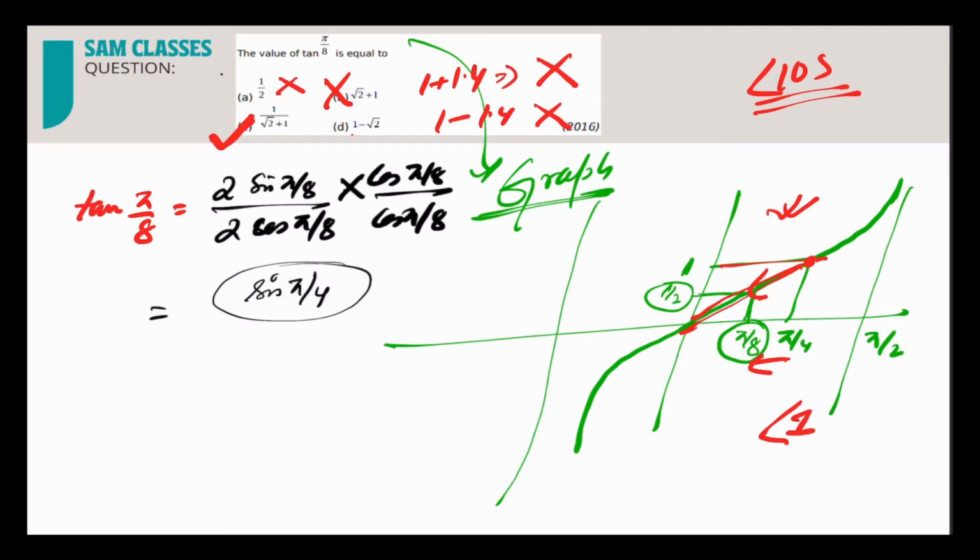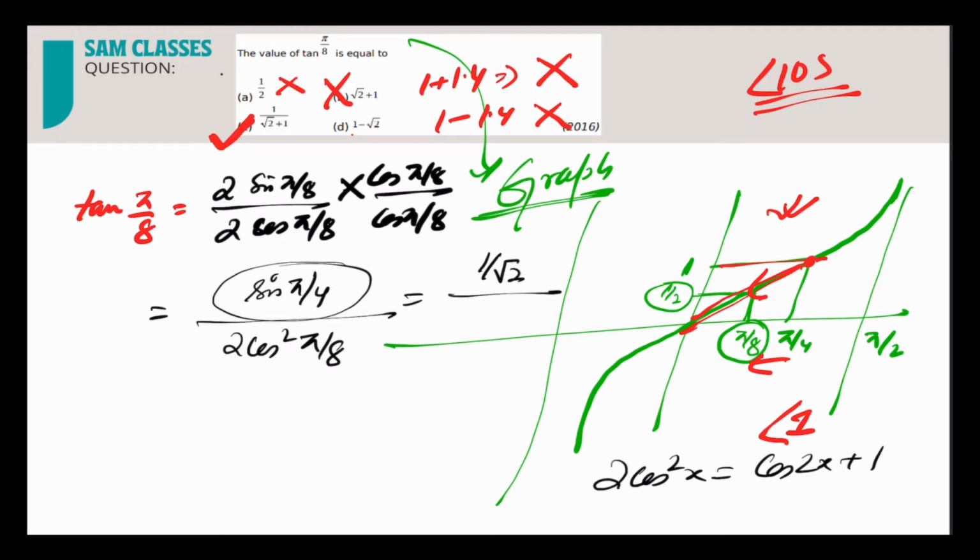Now, what do you get? Sin pi by 4. And here down, what do you get? 2 cos square pi by 8. Now if you remember the formula, 2 cos square x is what, student? Cos 2x plus 1. Correct. Cos 2x is 2 cos square x minus 1. Same thing. Sin pi by 4 I already know, 1 by root 2. Here I can write it as cos 2 into pi by 8, means cos 2x, plus 1. Correct. So 1 by root 2, and cos pi by 4 is 1 by root 2, plus 1. If you do the LCM, you'll get 1 by root 2 plus 1.